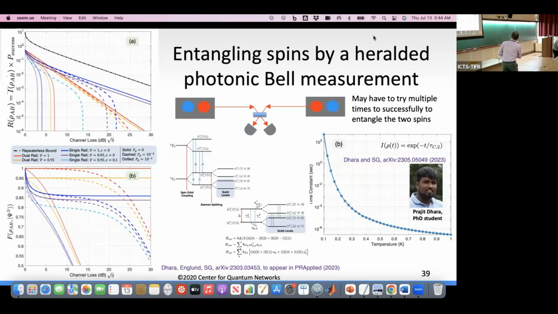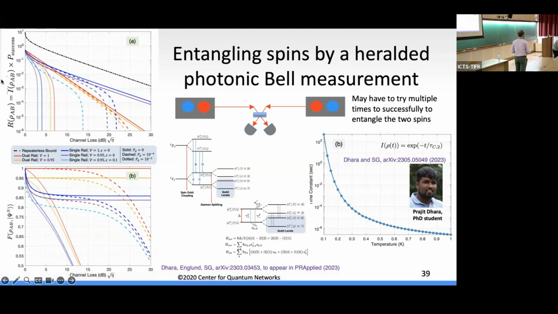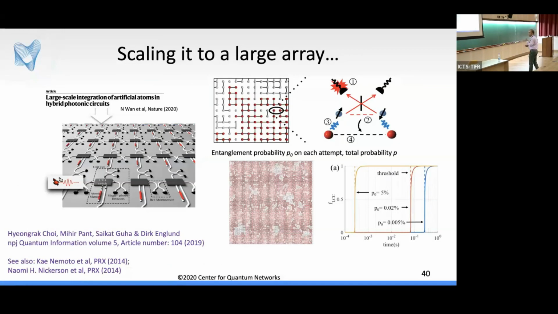And that decay is an exponential decay, and this is the I of rho t, and the decay constant is a function of the temperature that you're operating at. Now, if you can generate entanglement between two spins, you can generate entanglement between any number of spins. Well, if you have, let's say, these color center spins connected to optical waveguides, and you can have photons that are emitted from them, they can be routed from any to any.